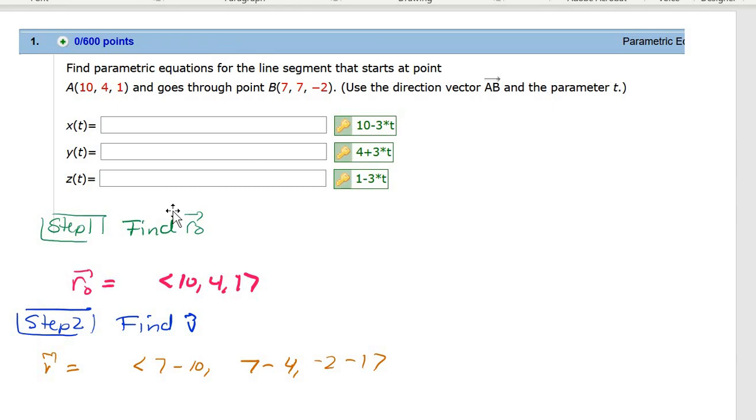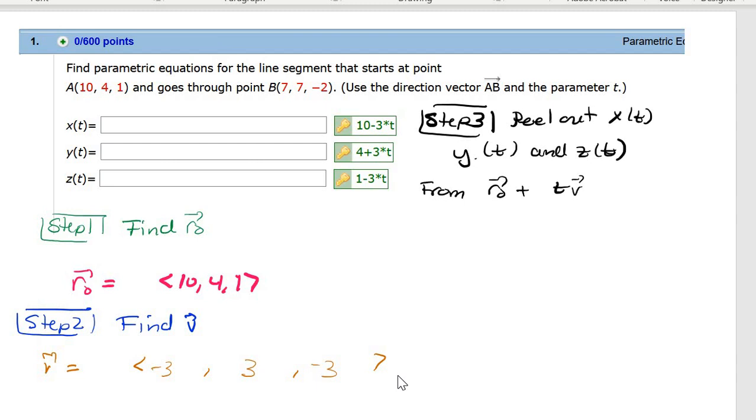That's my direction vector. I'm using exactly what was in the book and what was in the last WebAssign so that my numbers match up with theirs. 7 minus 10, 7 minus 4, minus 2 minus 1. And so I'm careful with the minus signs. And you can't see this, but I just did the arithmetic, and I got these all to match up.